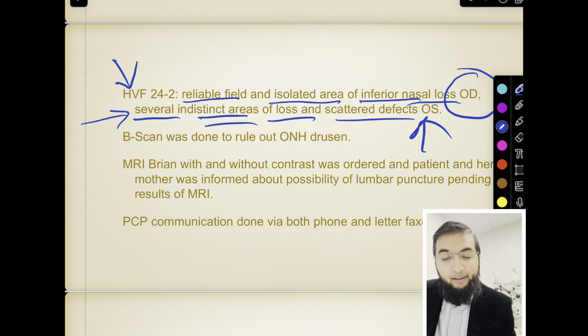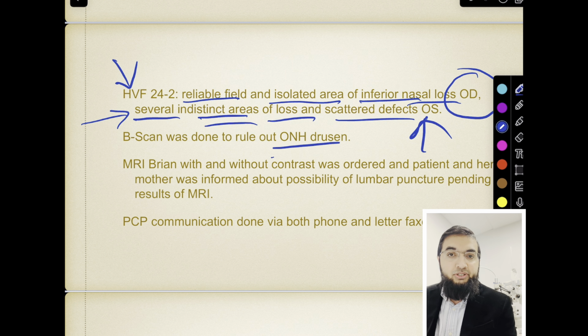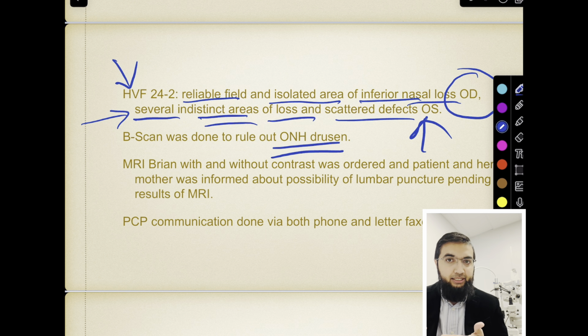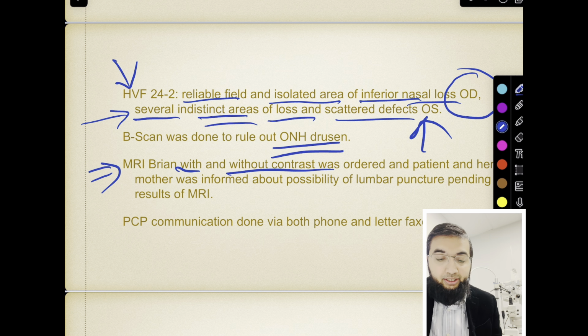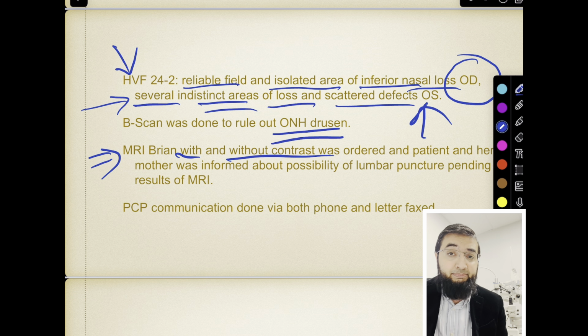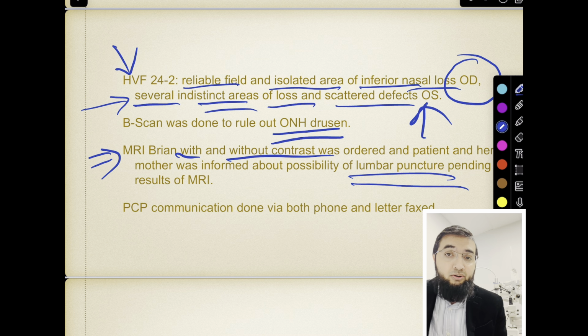A B scan was done to rule out optic nerve head drusen, which could present in a similar but not exact way. Then comes a game changer, a very important test to rule out anything else causing this: MRI. MRI with and without contrast was ordered, and the patient and the patient's mom were told that, depending on the results of the MRI, we might need a lumbar puncture.